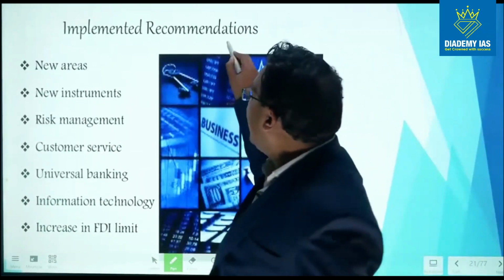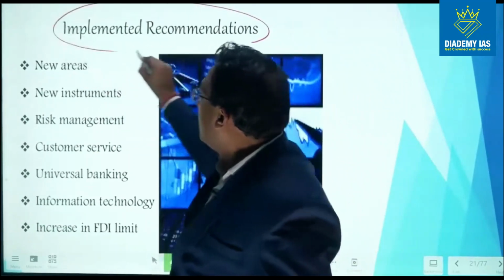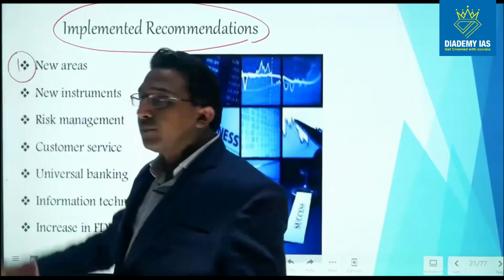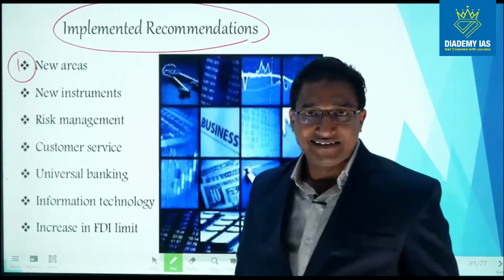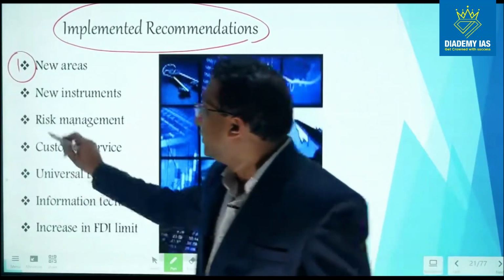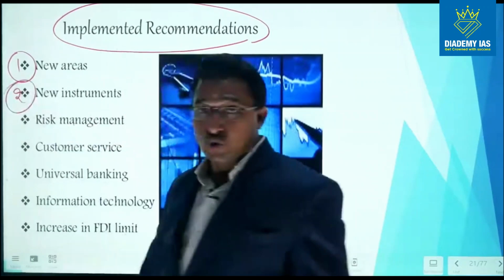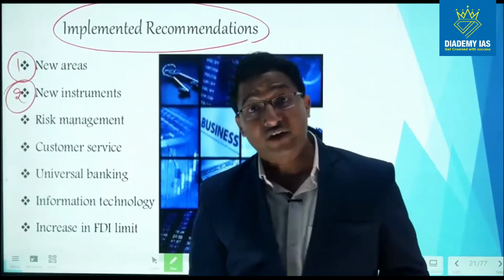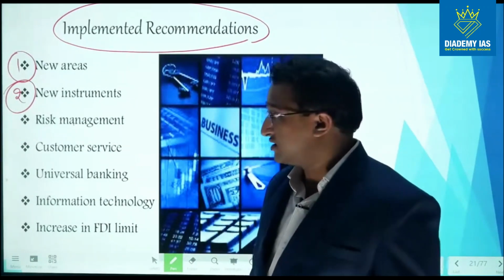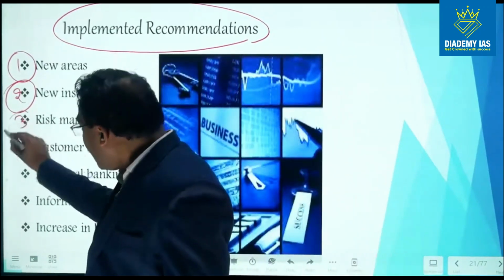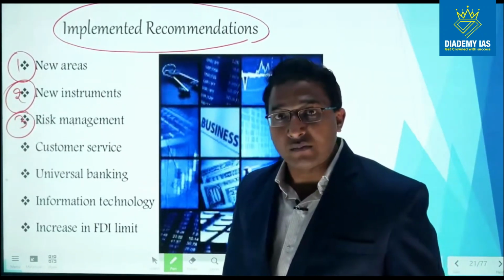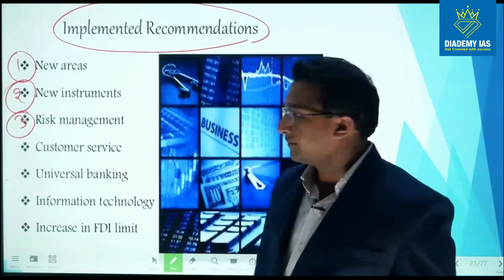Now, the implemented recommendations from the second Narasimhan Committee. Number one, they focused upon the new areas which were not covered in the first committee recommendations. New instruments: they allowed new kinds of instruments so that there is more diversification of the instruments and the banking services become more efficient for the customer. Risk management: they allowed the banks to manage their risk, to put some amount of their deposits into investment.